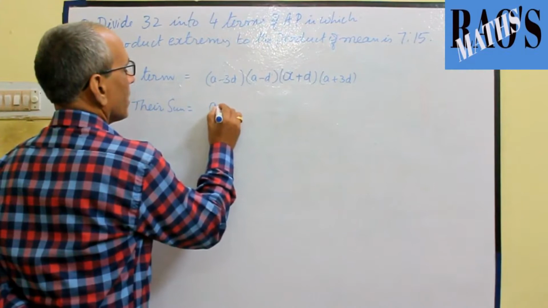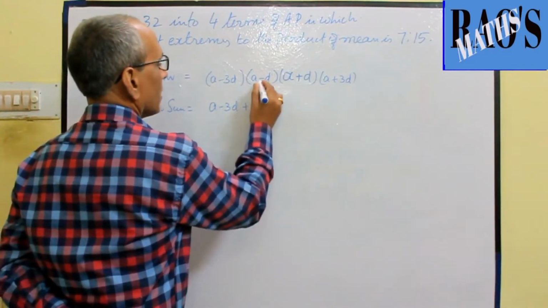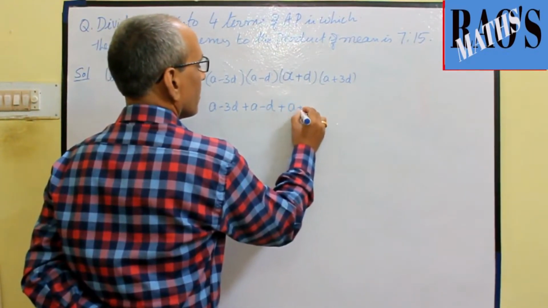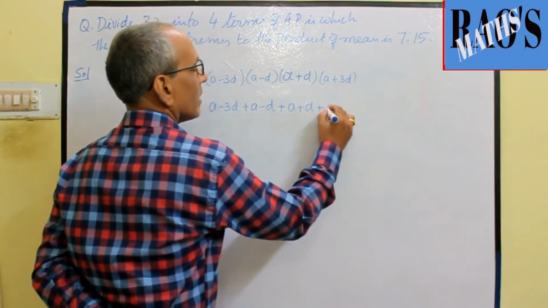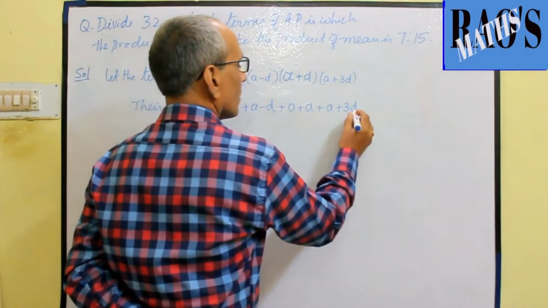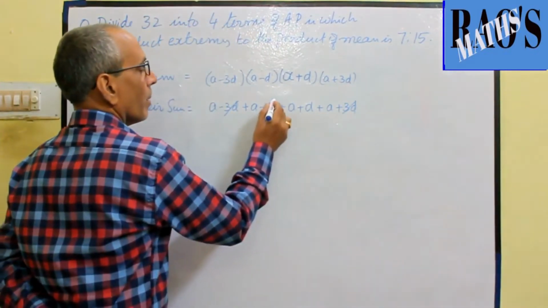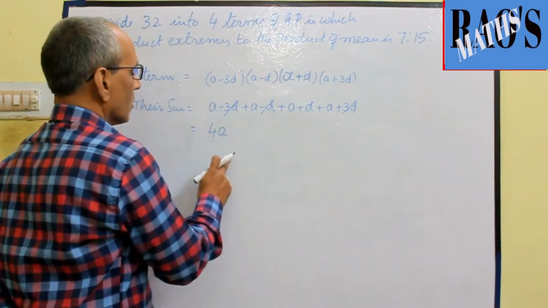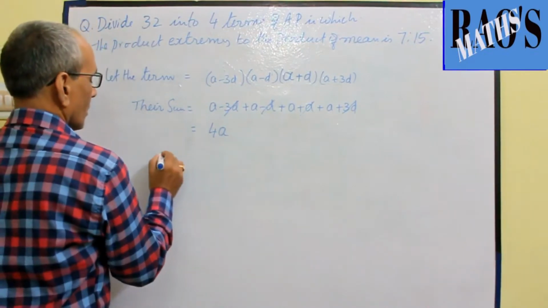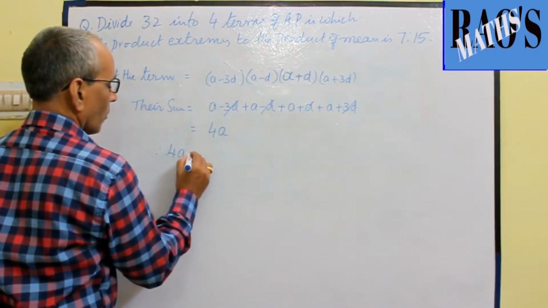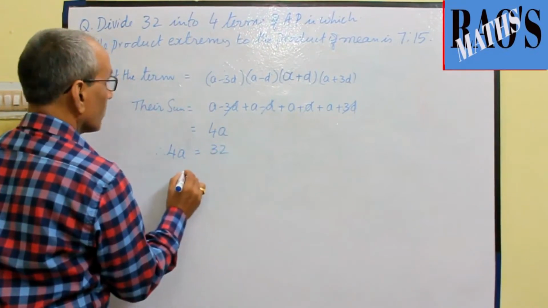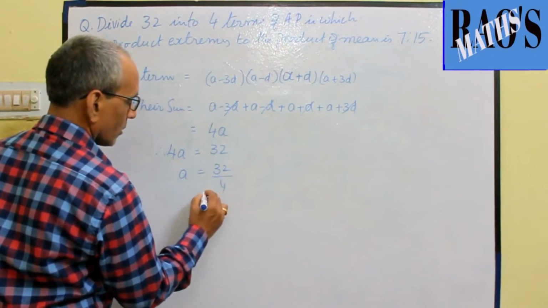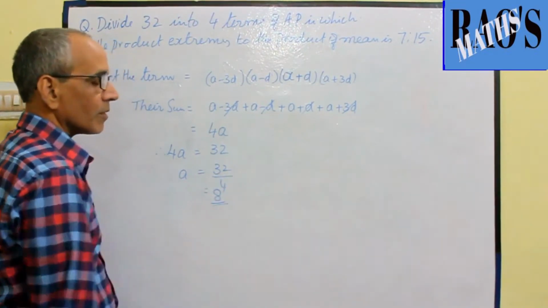So A minus 3D plus the second term A minus D plus the third term A plus D plus the last term, that is A plus 3D. Minus 3D, minus D, plus D, plus 3D cancel. We remain with 4A. So 4A is equal to 32. Therefore A is equal to 32 by 4, that is equal to 8. We got the A value.